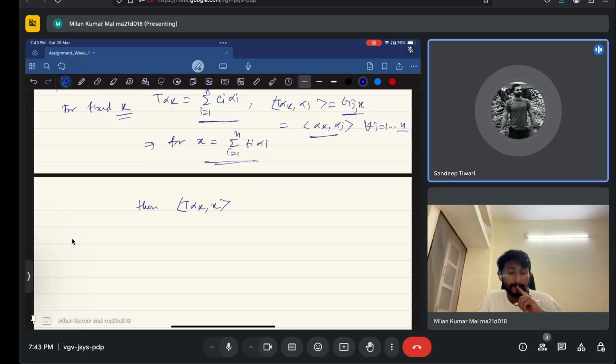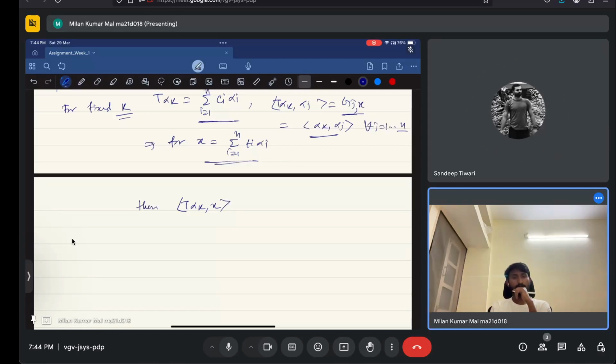If yes, we assume this equality and put the right hand side into the left hand side, then we get the inner product of T alpha k minus alpha k, comma alpha j. That's true. Yeah, that is what I'm doing. Don't worry.